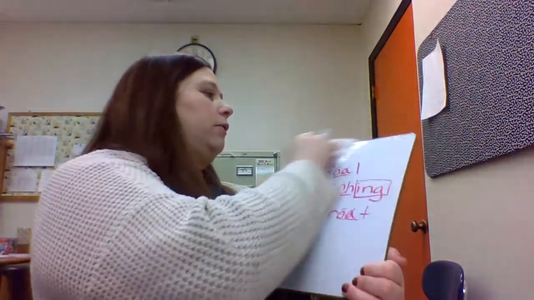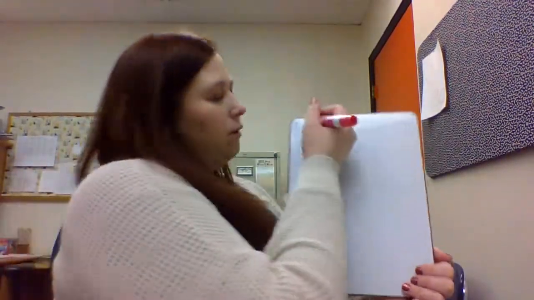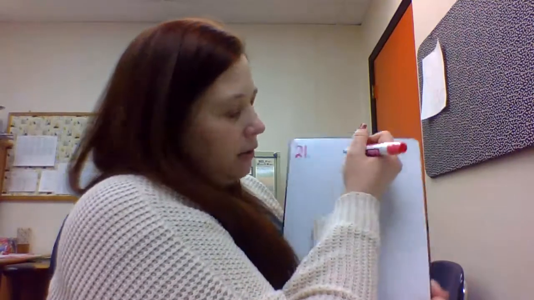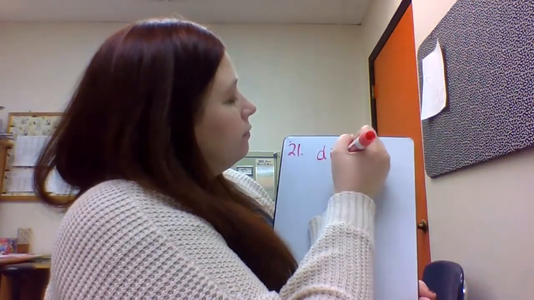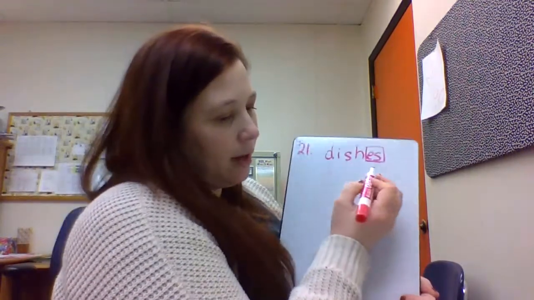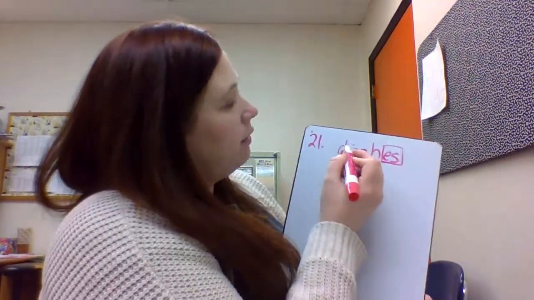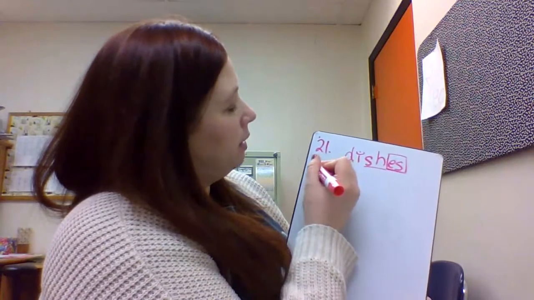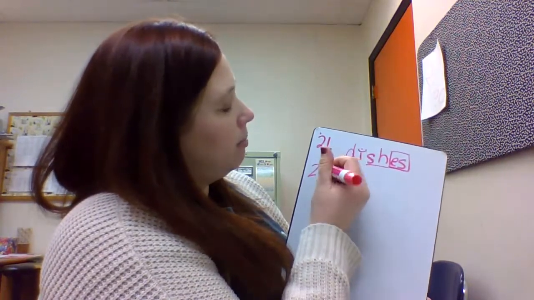Let's move on to our second set of coding. All right, 21, we have dishes. Look at that ES suffix. We're going to box off our SH blend, and our I is vowel consonant, gets a macron, a breath.